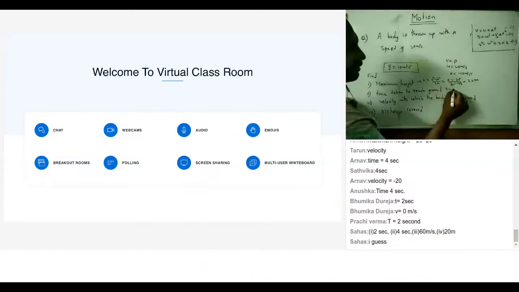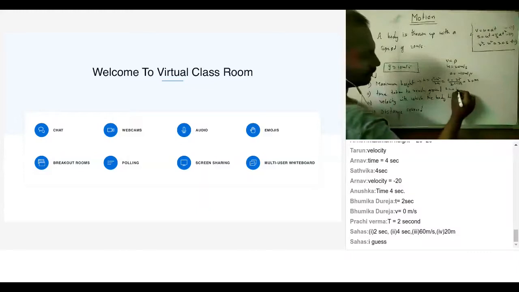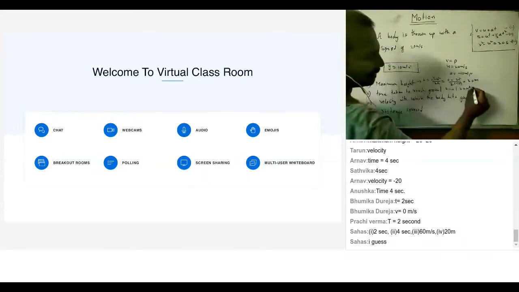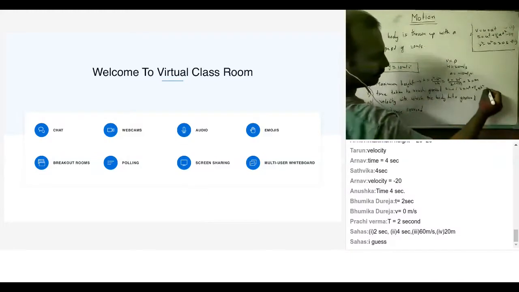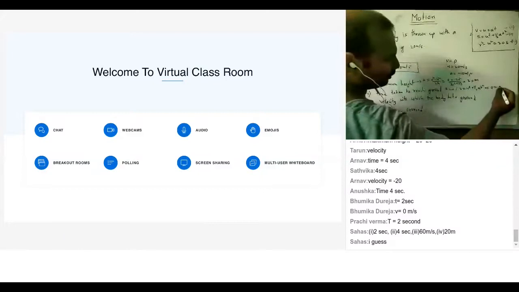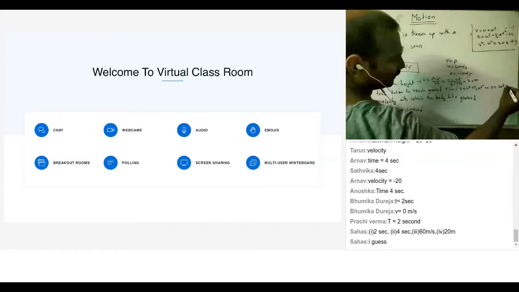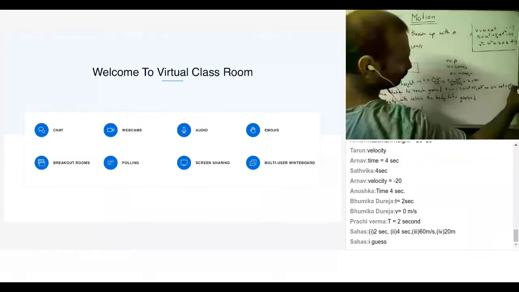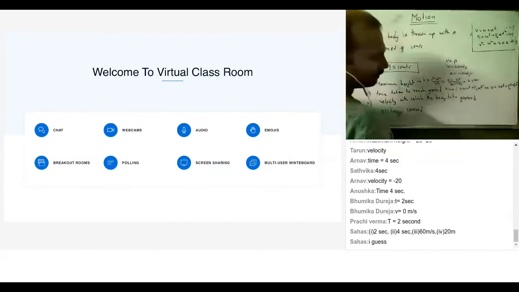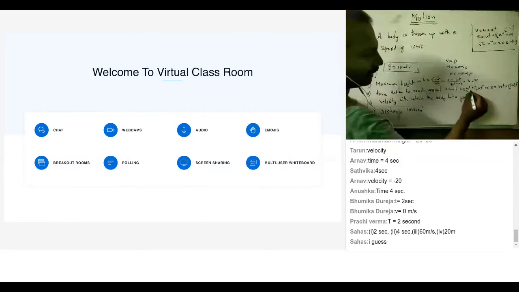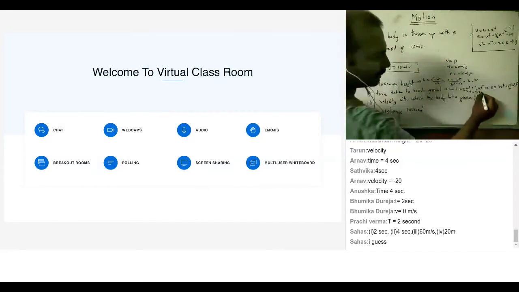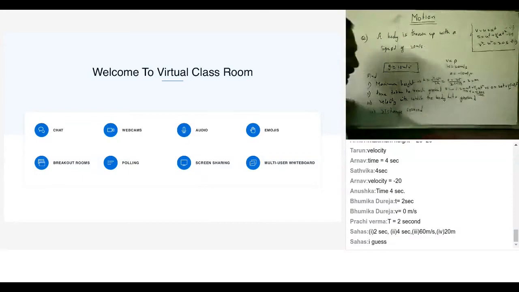What is S? S equal to 0 when it is reaching down. So I'll use the expression S equal to ut plus half at square. That implies 0 equal to 20t plus half into minus 10 t square. So from this, what will I get? I'll get t equal to 4 seconds. Second part done.